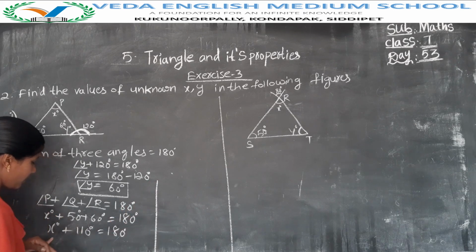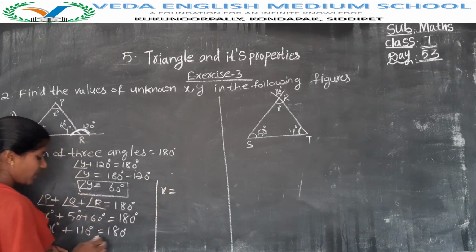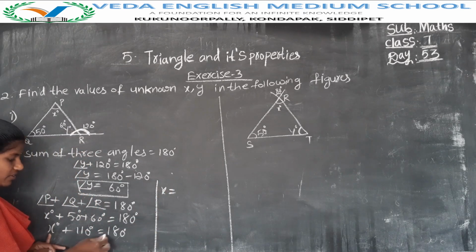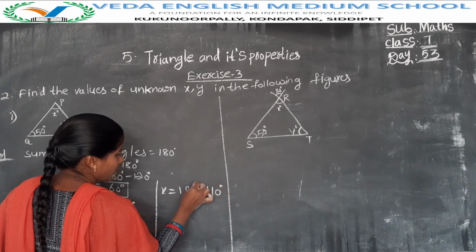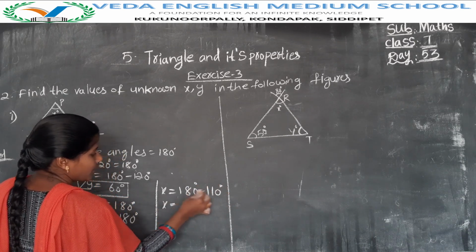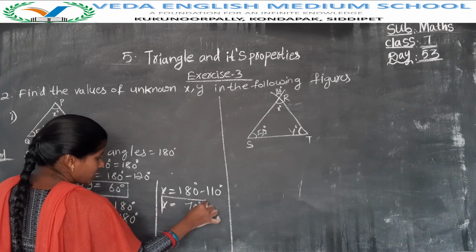Here what do we have to find? We have to find the value of x. So write x as it is, then send all the remaining numbers to the other side. 180 degrees minus 110 degrees is 70 degrees. So the value of x is 70 degrees.